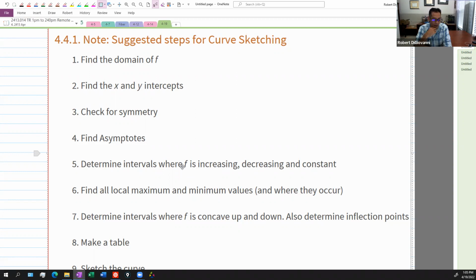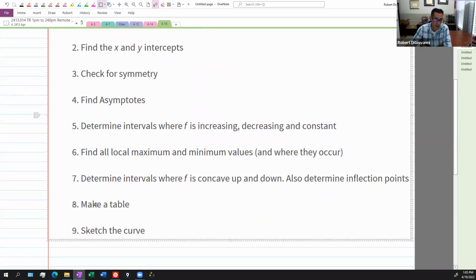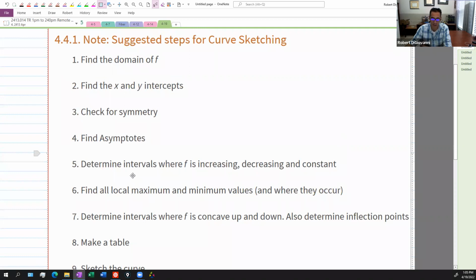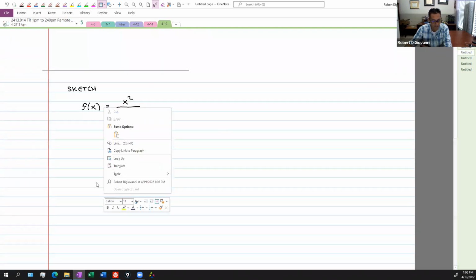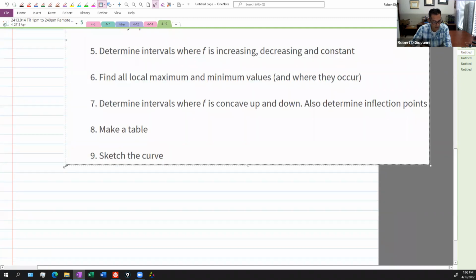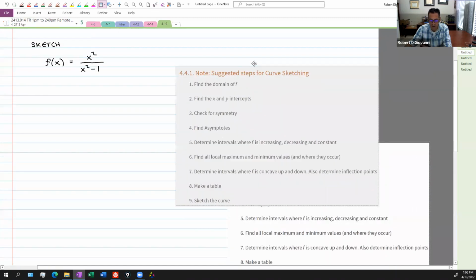Then you finally get to the calculus, step 5. Determine where the function is increasing and decreasing, where it might be constant. Find any local maximum and minimum values and where they occur. Then you do the second derivative. You work with the concavity, figure out if your function is concave up or down, and determine any inflection points. Then you'll make a table. I'll show you that, and then we'll sketch the curve. So these are the general steps of how to do it. I'm going to copy this and paste it, and we're going to do this example here. I'm going to make this smaller because you will have access to these steps.